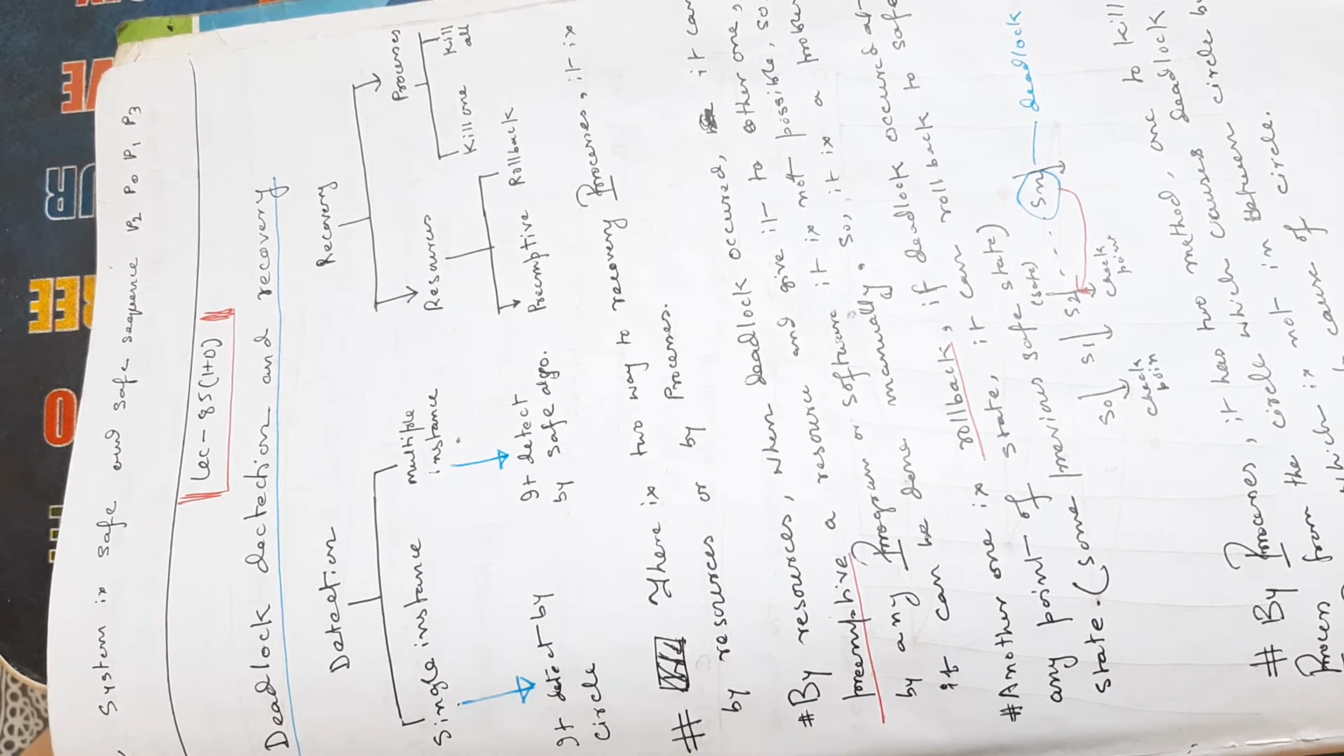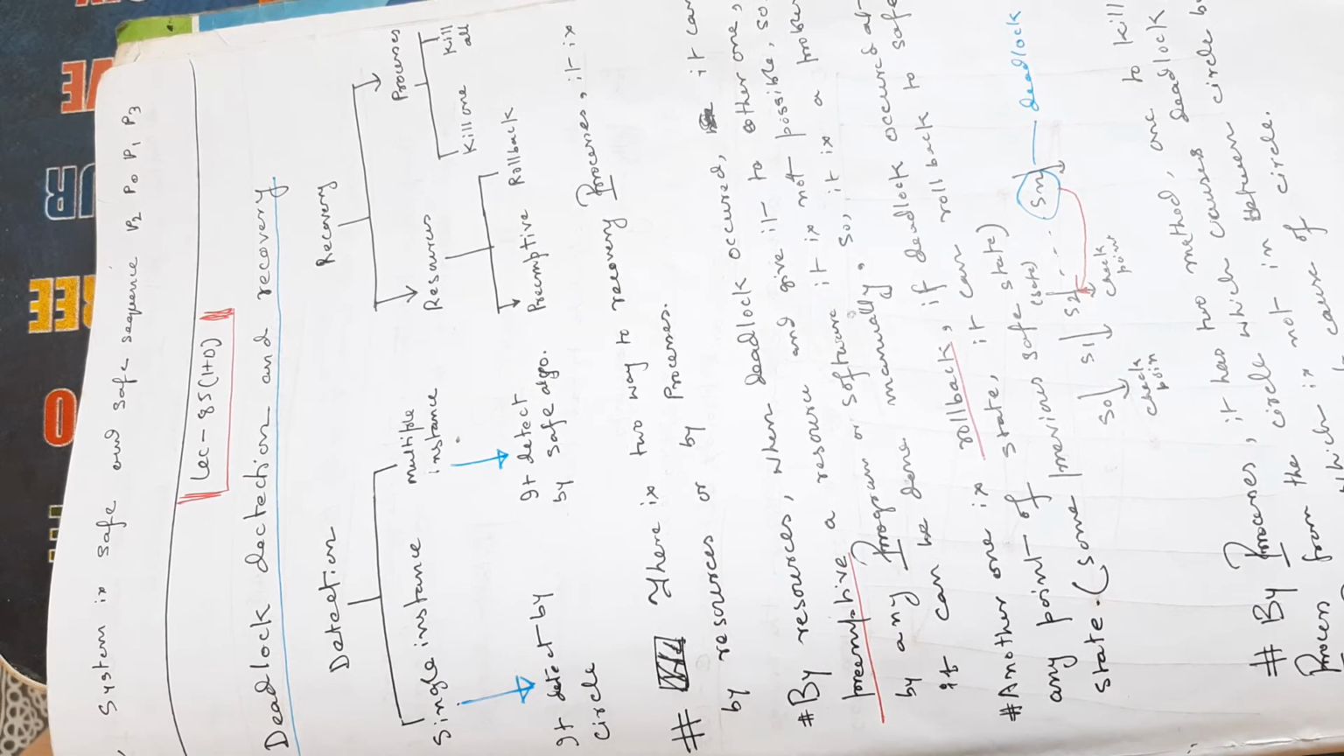Again, preemption means if we recover the deadlock by resources, we can do one thing. If the deadlock occurs, we forcefully take one resource from one process and give it to the other process to complete the process and break the deadlock. But it is not possible to do by the program or software or system. It can be possible only manually, so it is not very practical.